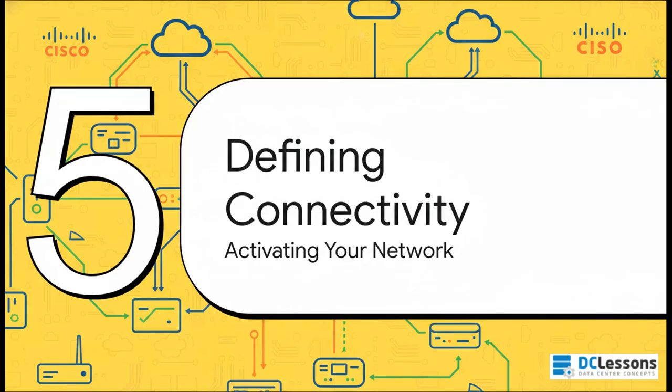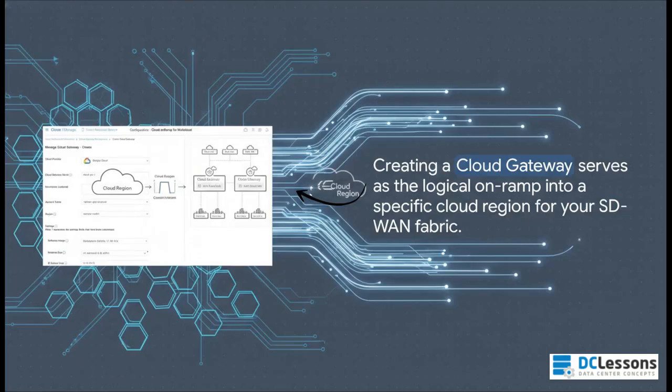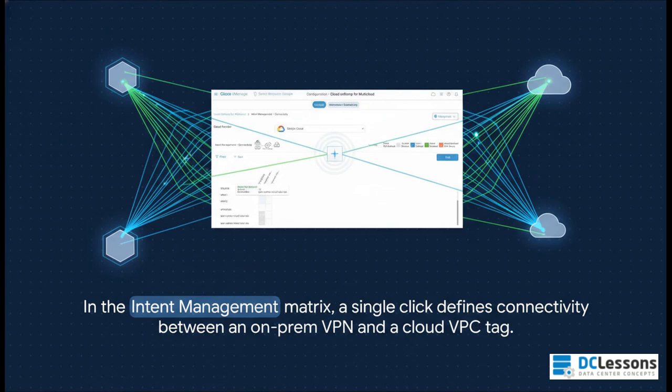And that brings us to the final and honestly the most powerful part of the whole workflow. We've done the setup, we've done the discovery, now it's time to tell the system what we actually want it to do. We're moving from just configuration to defining our connectivity intent. The first part of bringing the network to life is creating these cloud gateways. You can just think of them as the logical on-ramps into each of your cloud regions. As you can see, it's super simple. You just give the gateway a name, tie it to an account, pick a region, and confirm the settings. Then vManage takes over and does all the hard work of building the virtual routers and the transit network in the cloud for you.